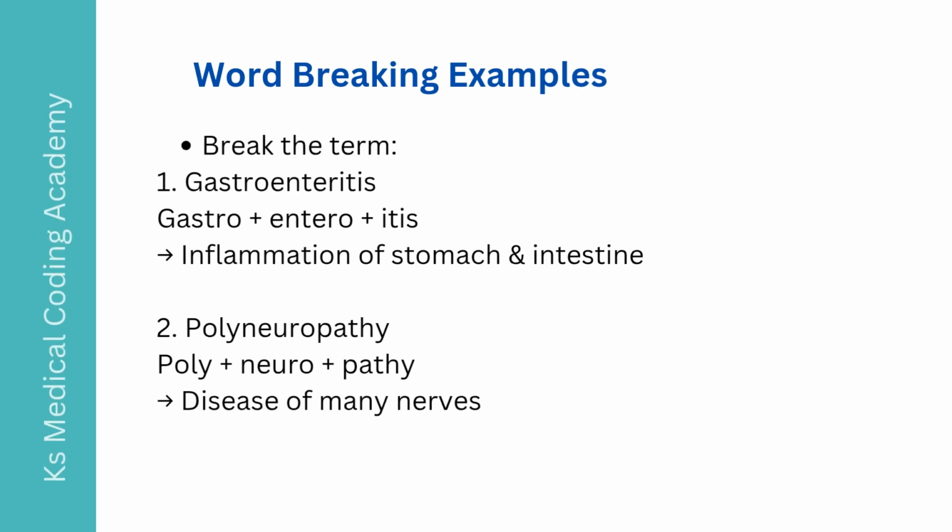Word-breaking examples. Now let's break complex terms. Gastroenteritis, gastro plus entero plus itis, inflammation of stomach and intestine. Polyneuropathy, poly plus neuro plus pathy, disease of many nerves.